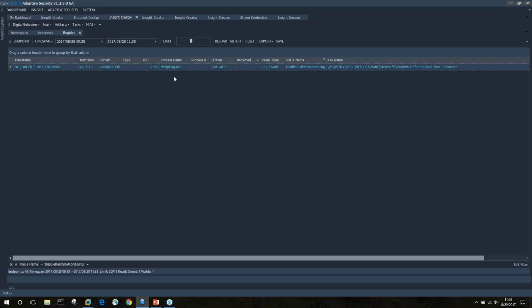And I might want to take a closer look at exactly how that was accomplished by exploring process data around this event and around this timestamp to learn, well, how actually did they disable Windows Defender.